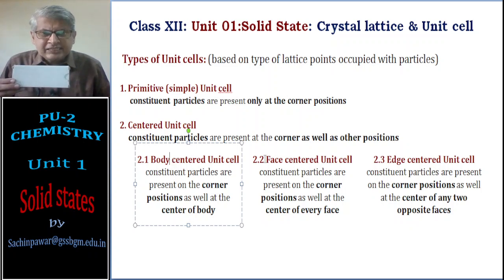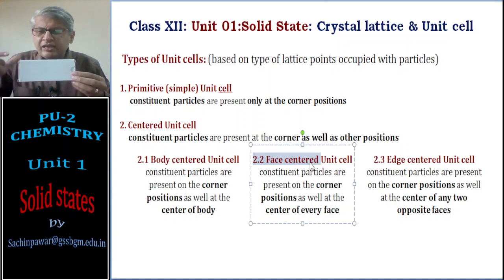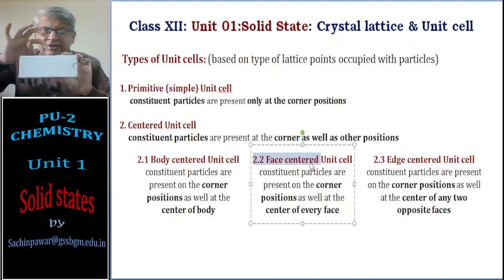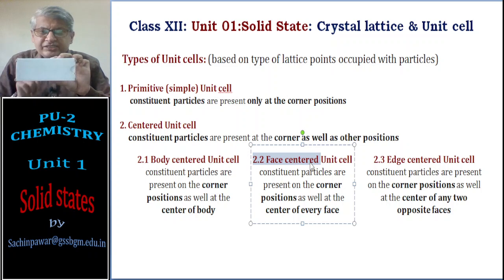If I say face centered unit cell, along with the 8 corner particles, there will be a particle at the center of every face. So just see, now this structure has got how many faces? Face 1, face 2, face 3, face 4, face 5 and face 6. 6 faces are there. So every face will have a center, and along with the corner particles, if you have got the particles on the centers of six faces, then it is referred to as face centered unit cell.